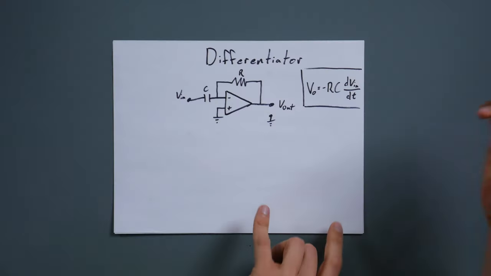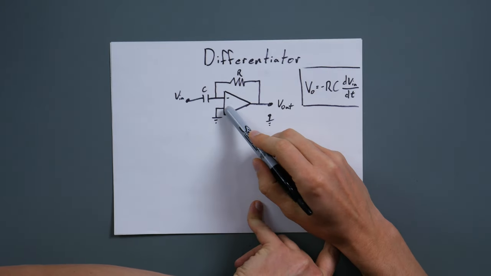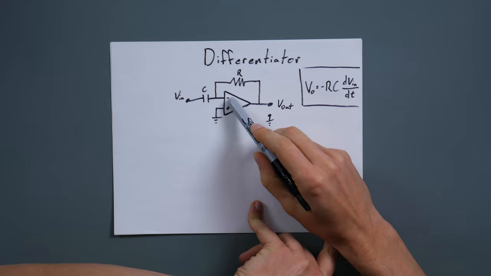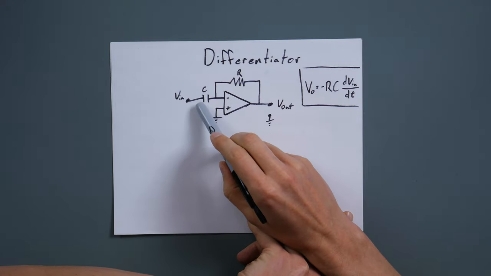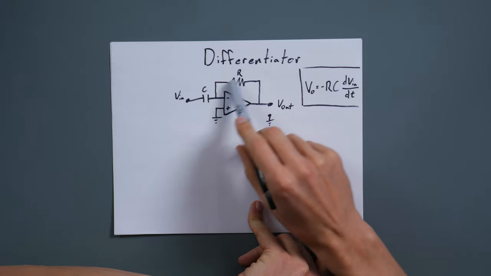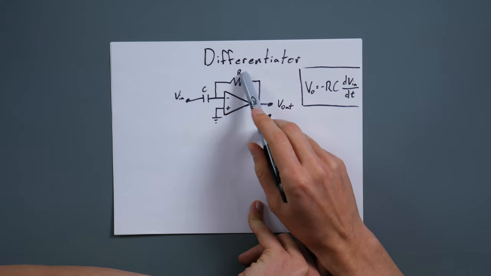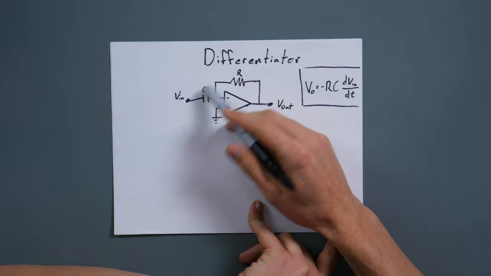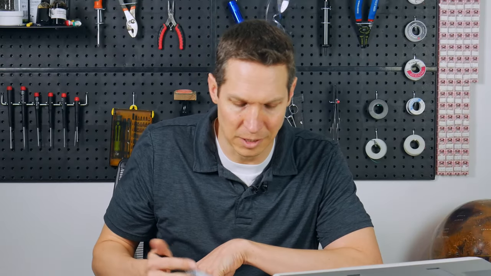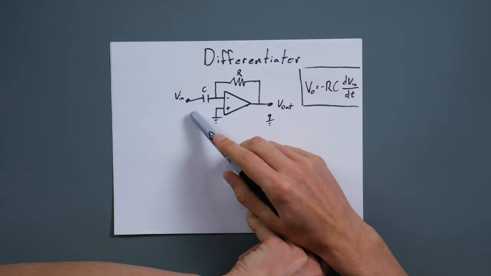Let's get into this. So a differentiator is basically where you take the non-inverting input, tie it to ground, and then the inverting input is connected to Vin with a capacitor, and then you have just a resistor on that feedback loop from Vout. So I left off the F for the resistor and all that sort of stuff, just to keep the math a little bit easier. But that is it. You have your feedback resistor and your capacitor.